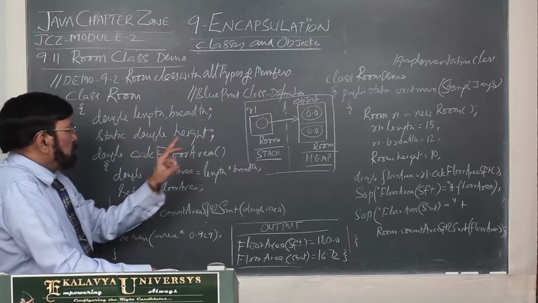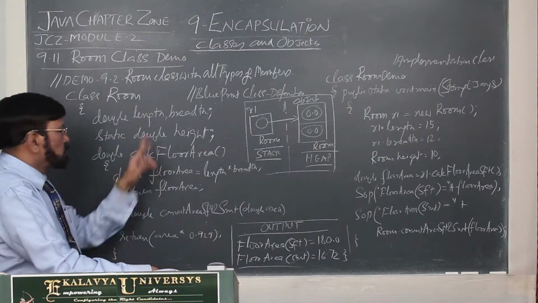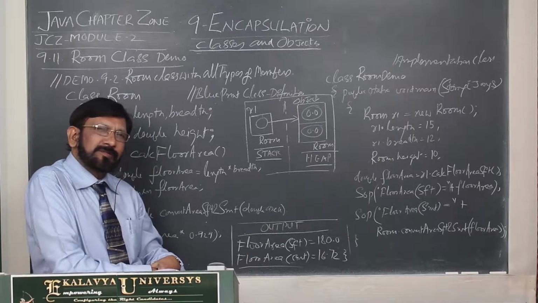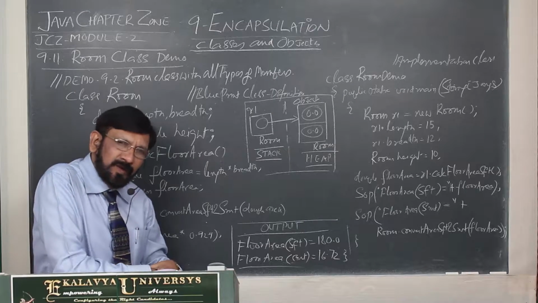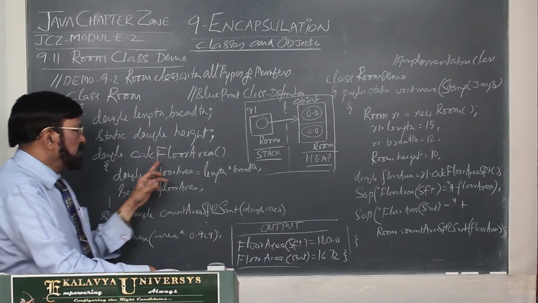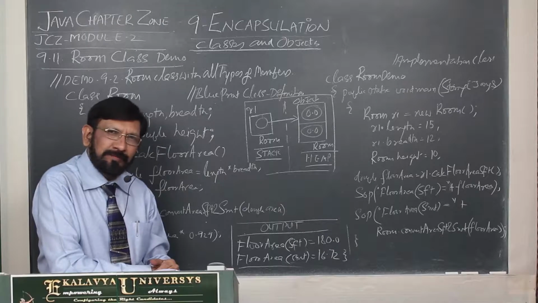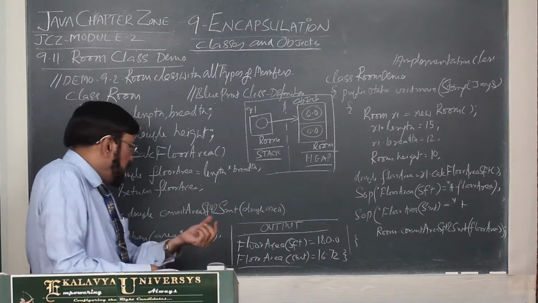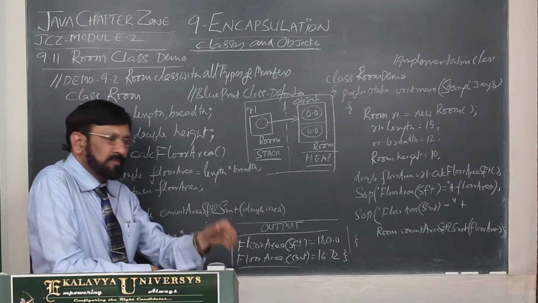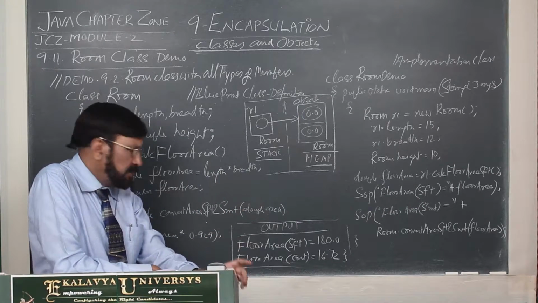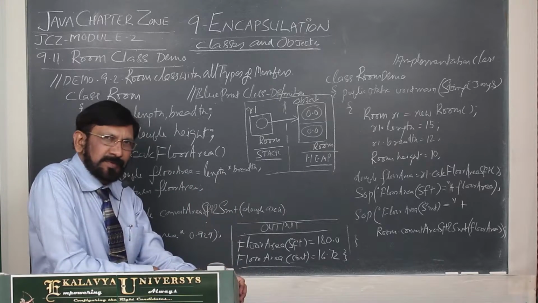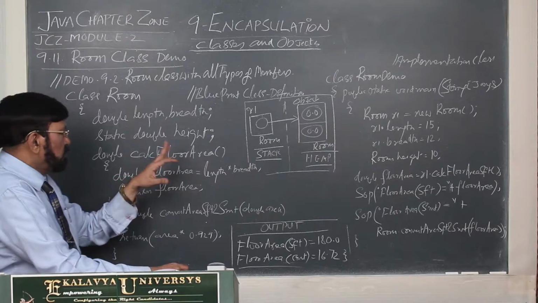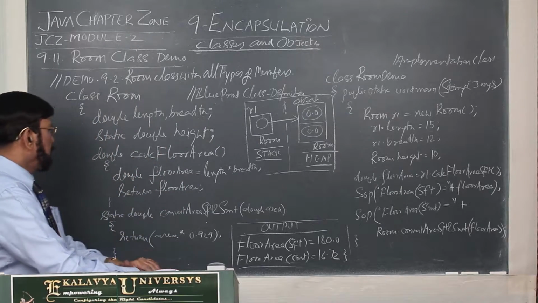So we have declared the three variables, two as instance variables, one as static variable. Thereafter, we want two methods. One method is for calculating floor area. The other method is for converting floor area from SFT into SMT, square feet into square meters. Okay, two methods are required. Let us first consider calculating floor area.